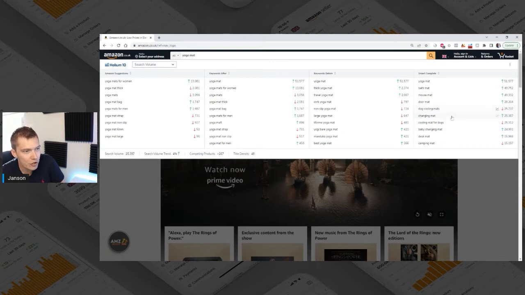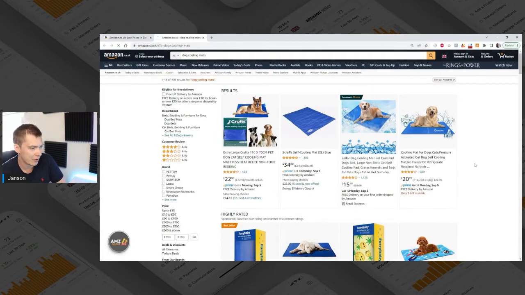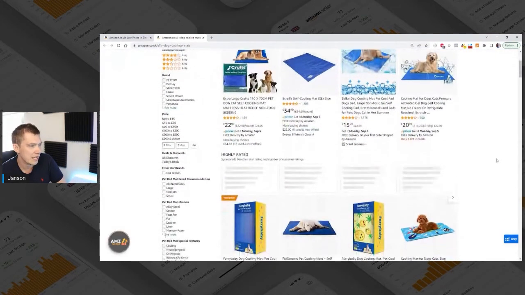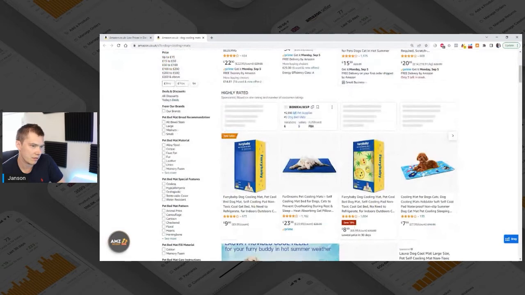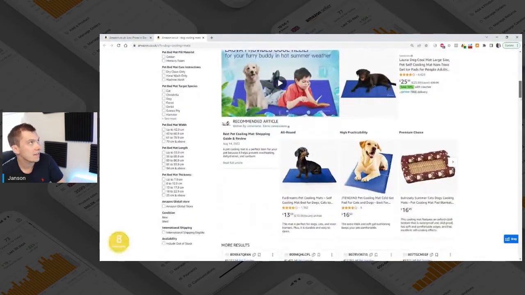What else have we got? We've got changing mat, and we've got another cooling mat for dogs, so another 25,000. Baby changing mat, desk mat, and so on. So lots of different ideas there. And we haven't even gone past the homepage of Amazon. Let's just have a look at dog cooling mat. So if we click into that, I'd just be interested to see what the actual demand is. So we've loaded dog cooling mats, and we can see that it is just one of those types of products that probably is only going to be doing well in the summer months.